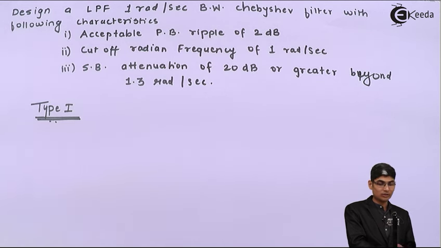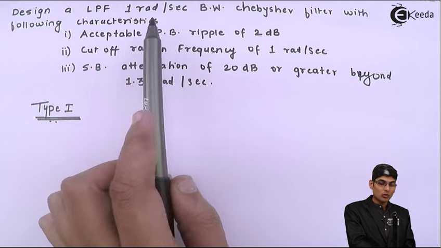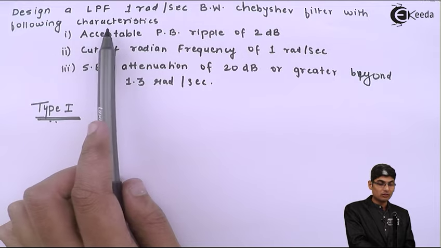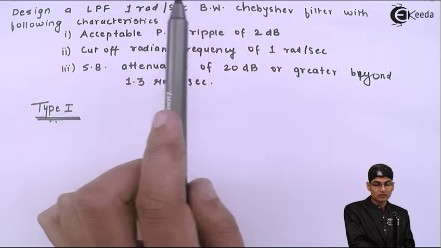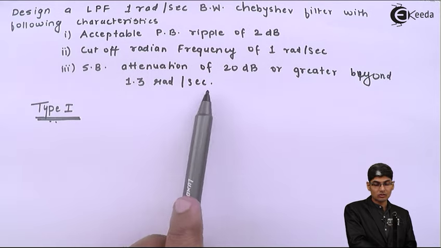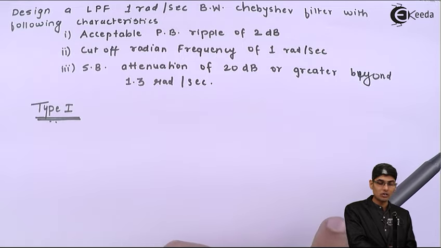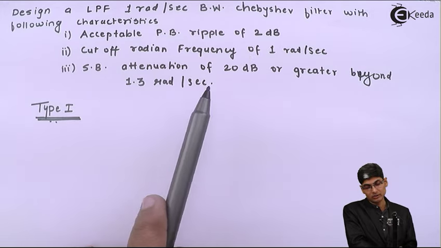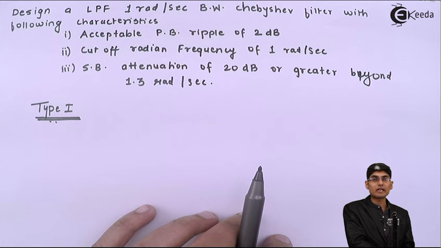Now let us read the question. The question says, design a low pass filter with 1 radian per second as its bandwidth, Chebyshev filter with following characteristics. So they are mentioning some filter bandwidth. They are mentioning the type that I wanted to design is the Chebyshev one, and they have given certain characteristics. The characteristics given are acceptable passband ripple of 2 dB, cutoff radian frequency of 1 radian per second, and stop band attenuation of 20 dB or greater beyond 1.3 radians per second.